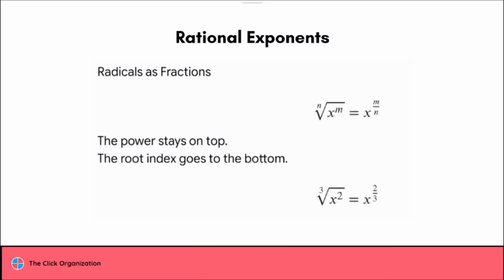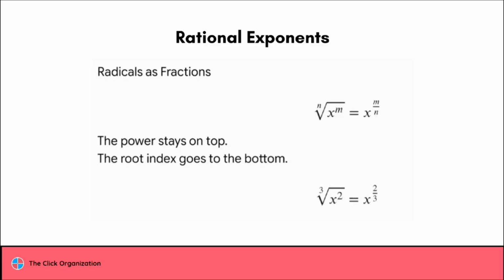Rational exponents. Now let's look at a massive shortcut in algebra, writing radicals as fractions. Radicals and fractional exponents are actually two sides of the same coin. The mathematical rule tells us that the nth root of x to the power of m can be rewritten seamlessly as x to the power of m over n.